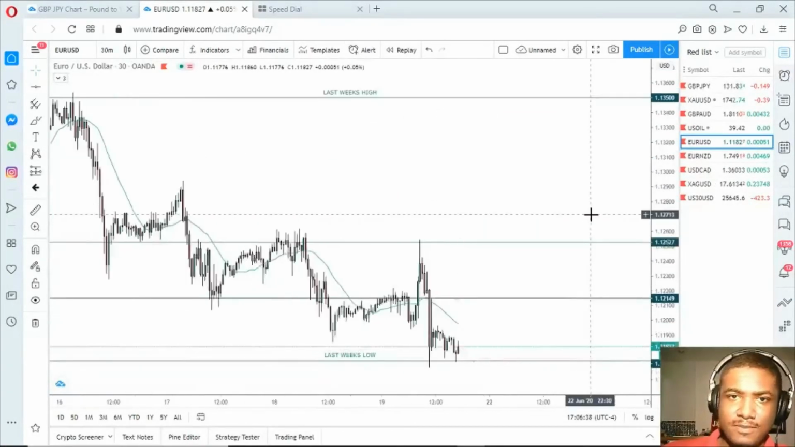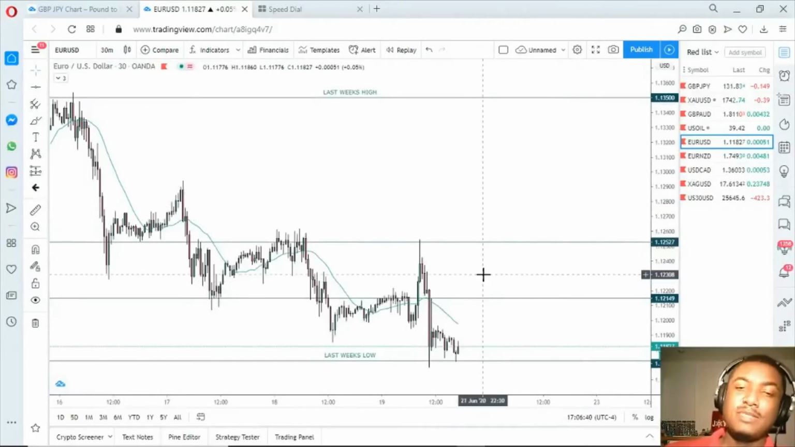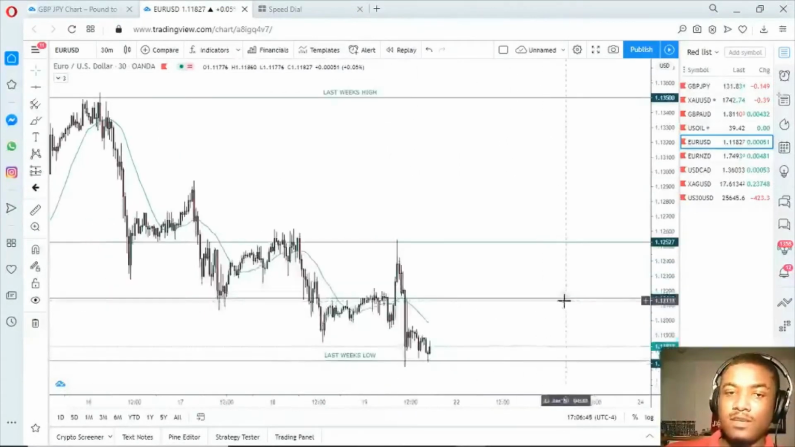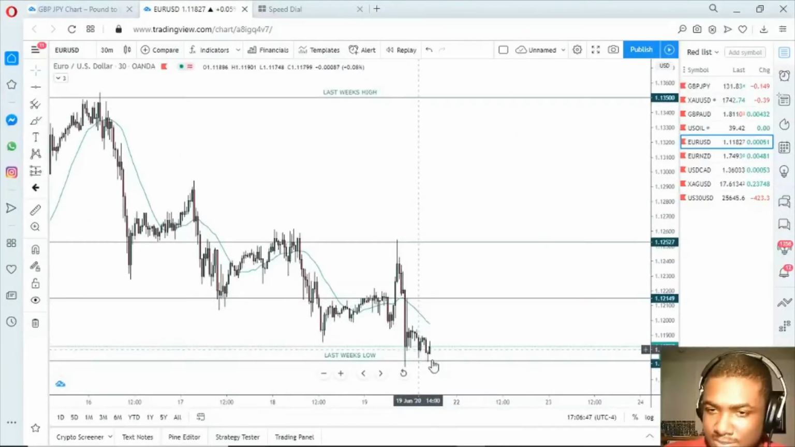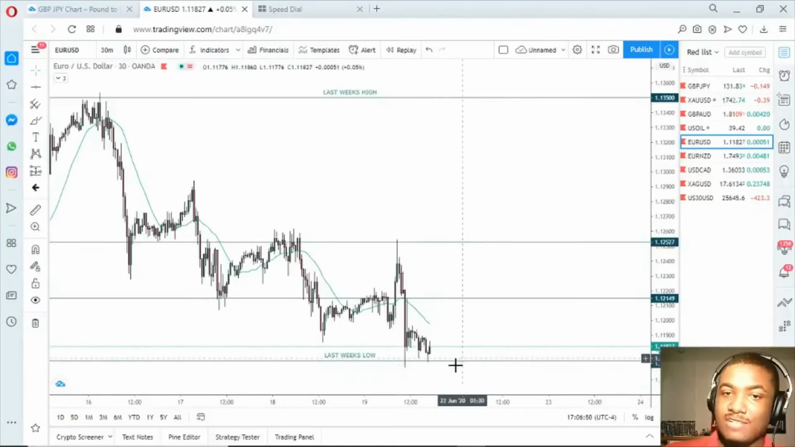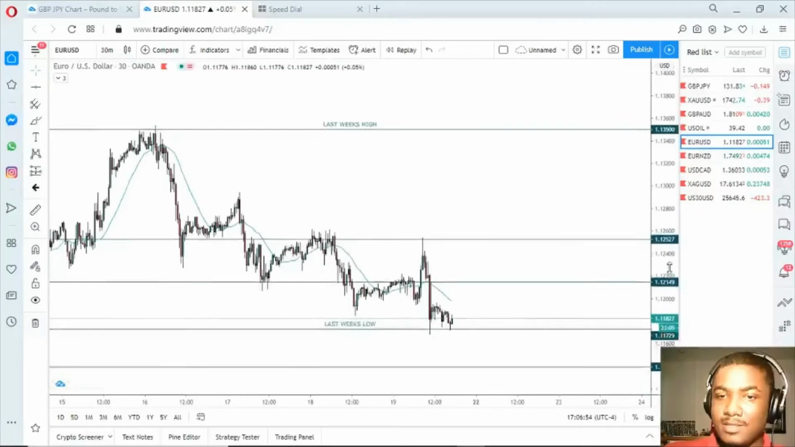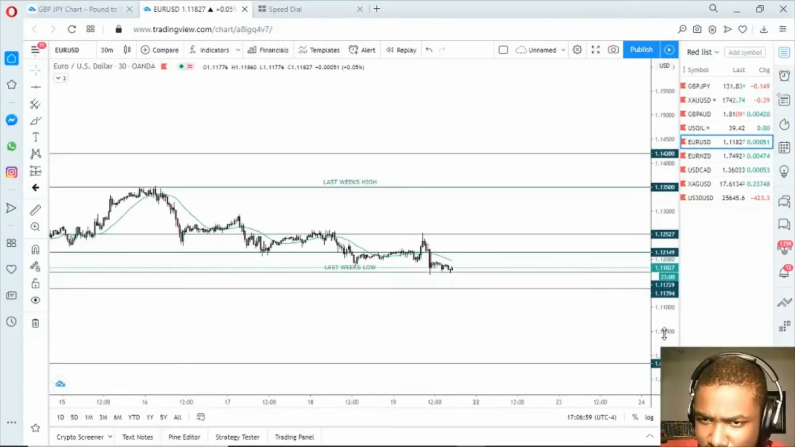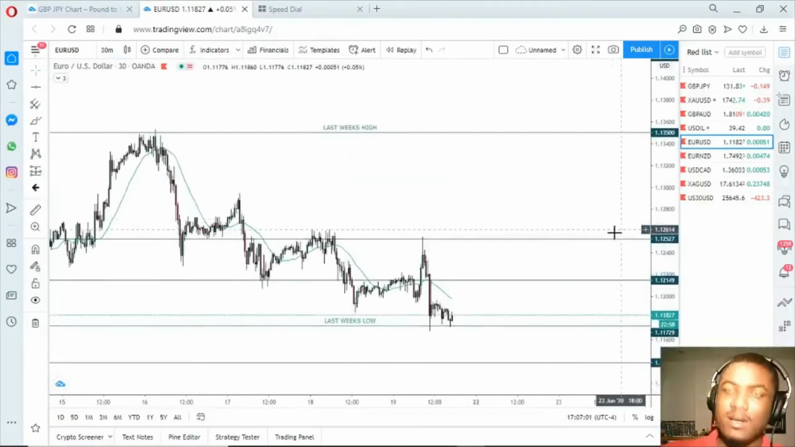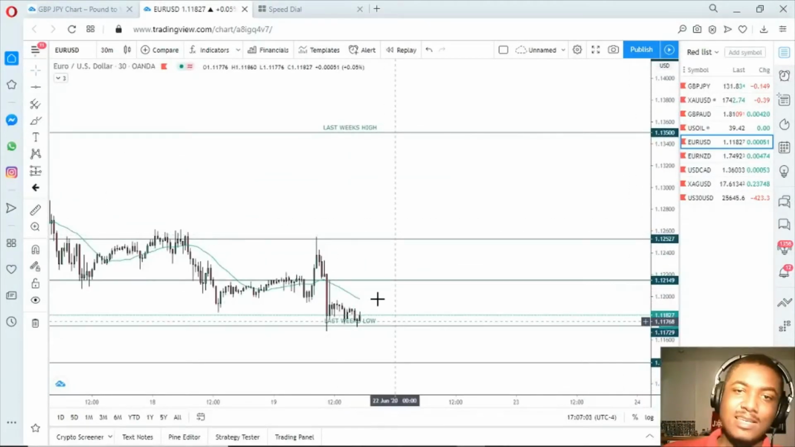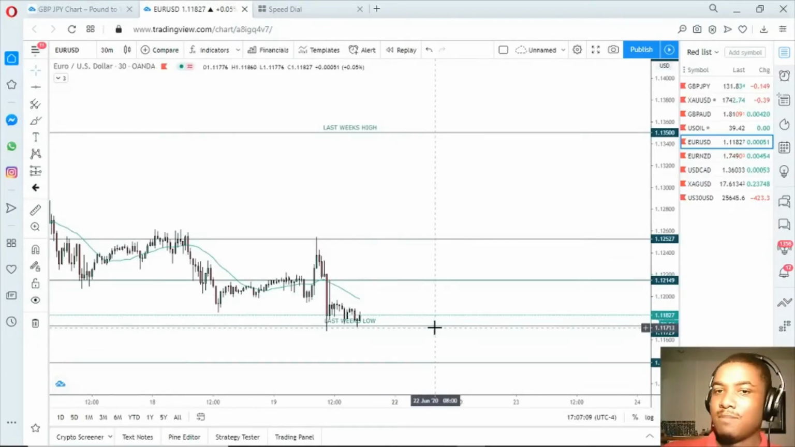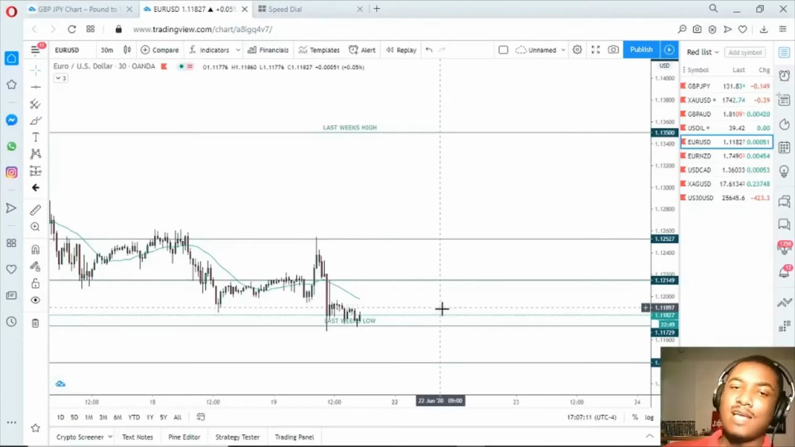Alright, just to recap, we don't want to marry any one particular bias. We have two scenarios that we're looking at. If we drop below 1172 and we get a nice retest of this area as resistance, we could sell this down into 1139 and then 1.0983.